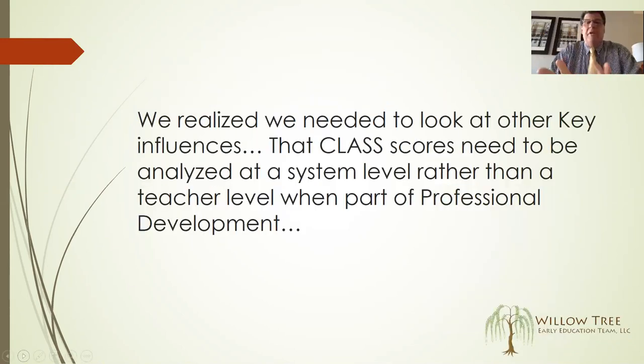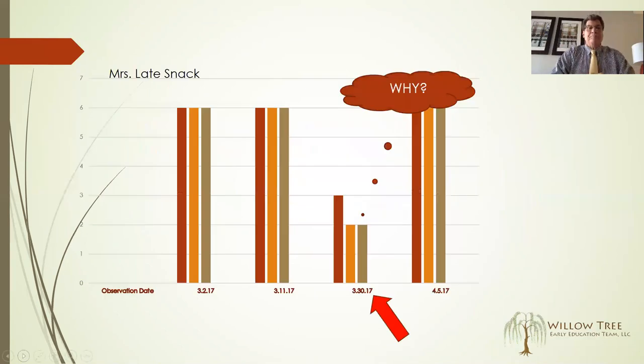So we realized we need to look at other key influences. Class scores need to be analyzed at a systems level as well as a teacher level if it's going to be part of professional development. Now remember, I'm talking about when CLASS is being used beyond the professional development piece, because all the science for CLASS is professional development. So don't touch that. Don't mess with that. But if you're using it for professional development, then stay with me and listen to this. Okay, so next slide, please.